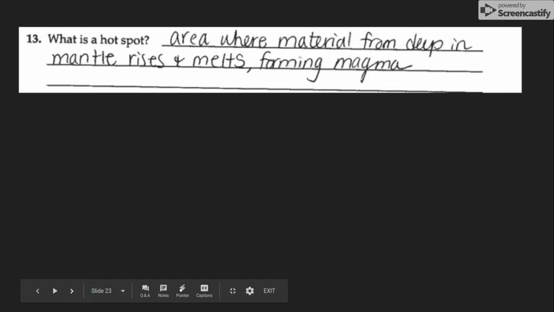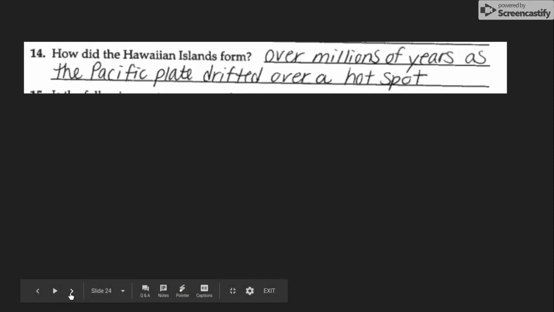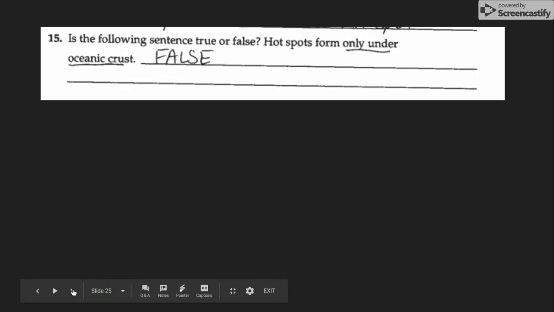What is a hotspot? It's an area where material from deep in the mantle rises and melts, forming magma. How did the Hawaiian Islands form? Over millions of years as the Pacific Plate drifted over a hotspot. Is the following sentence true or false? Hotspots form only under ocean crust. This is false.